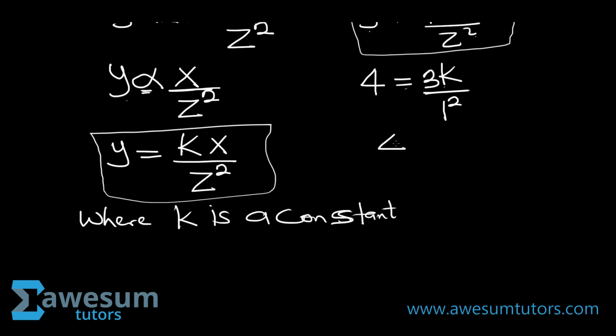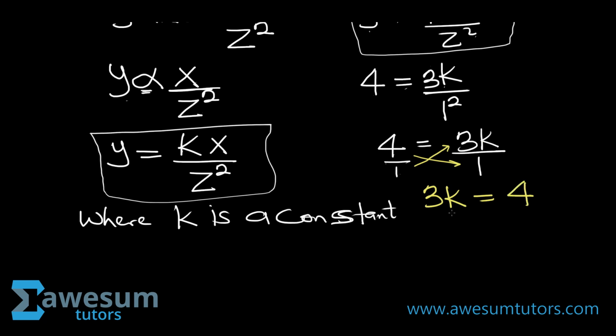This is going to give us k over 4 equals 3k over, what is 1 squared? 1 squared is 1. So I'll put 1 right there. Now, ordinary 4 means 4 over 1, right? So what will I do right here? I can cross multiply. 1 times 3k is 3k, equals 1 times 4 is 4.